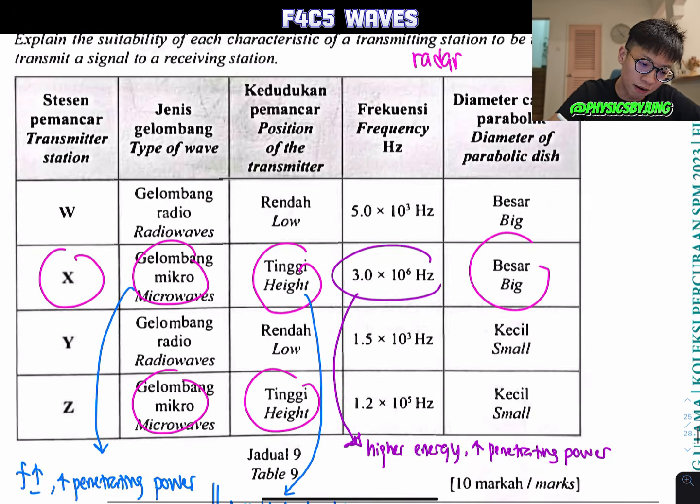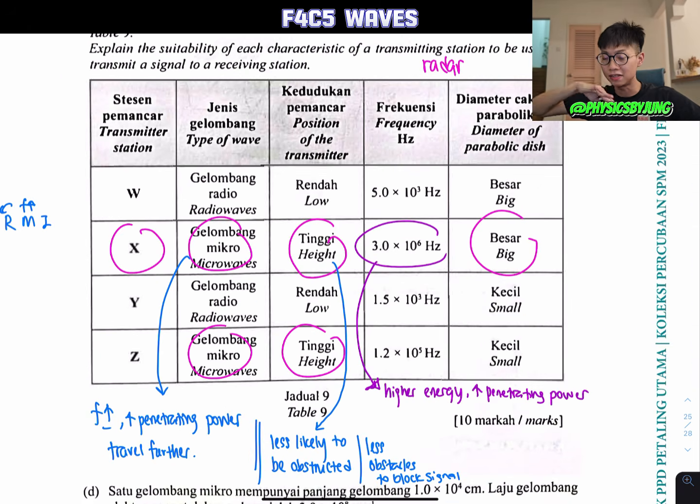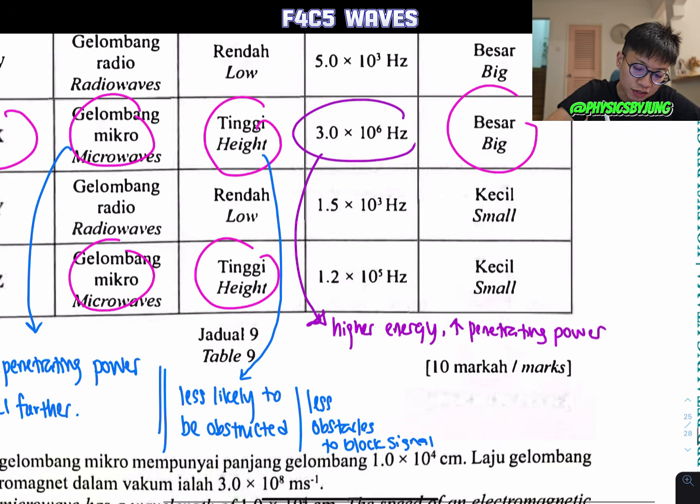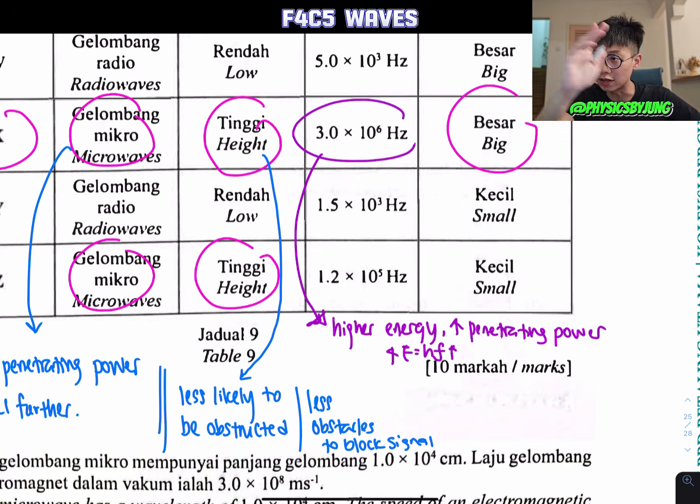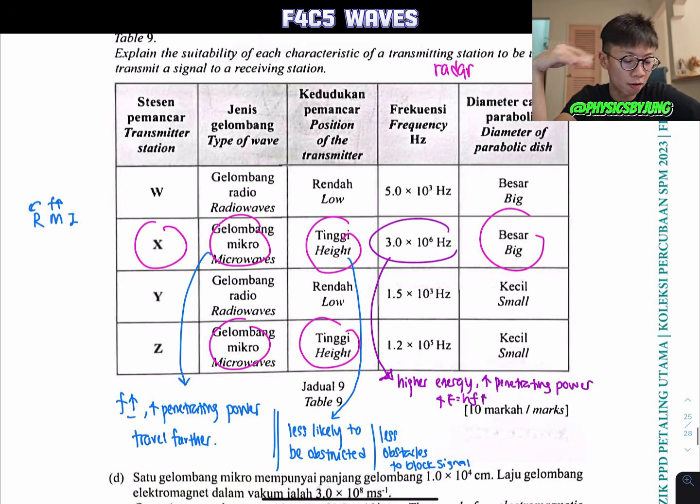Why? Because you want to send signal, transmit signal. And for a higher frequency, why I can write high energy is because you remember E equals hf, a higher frequency means you have higher energy. So you can travel further, and so on. More signal, more information can be sent and everything.